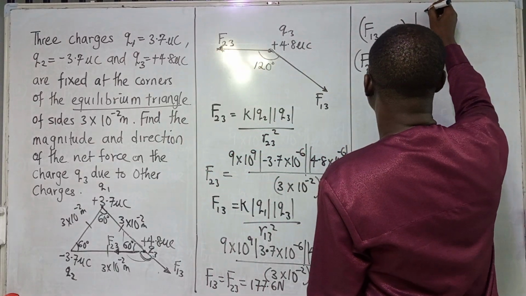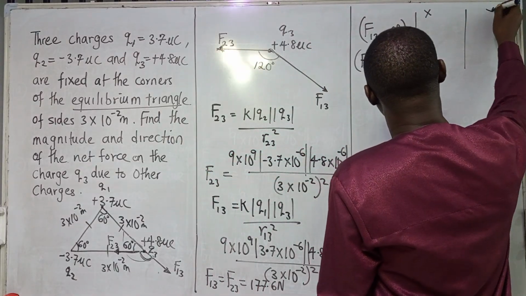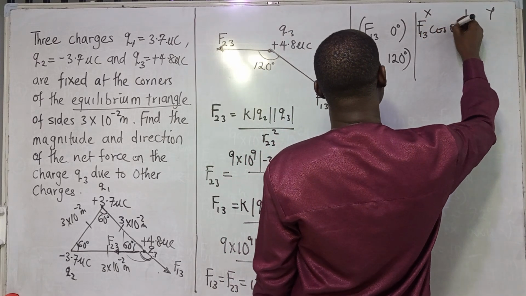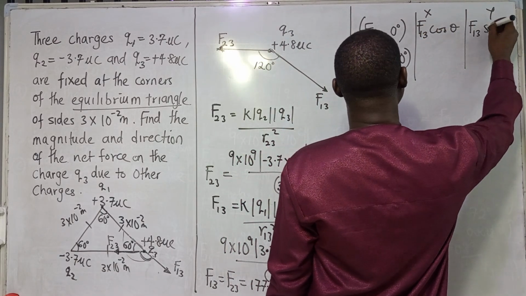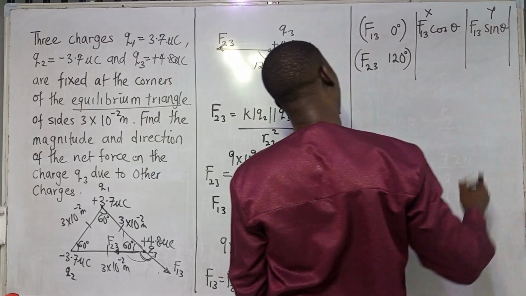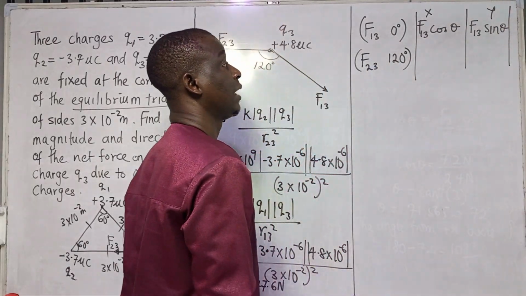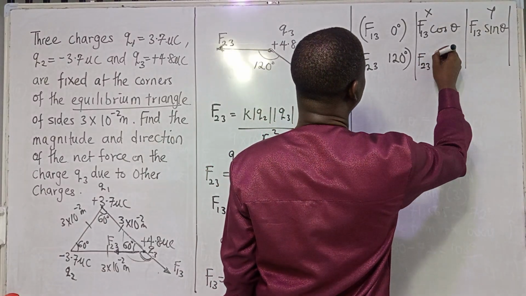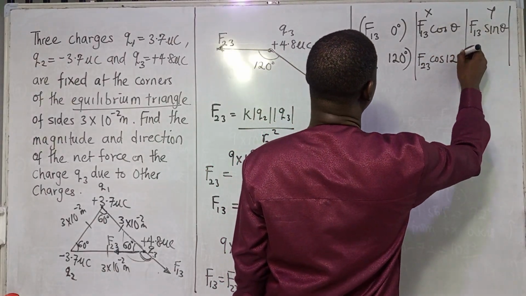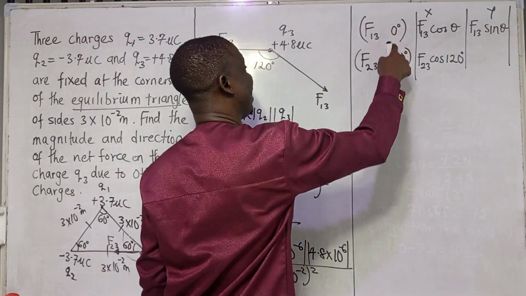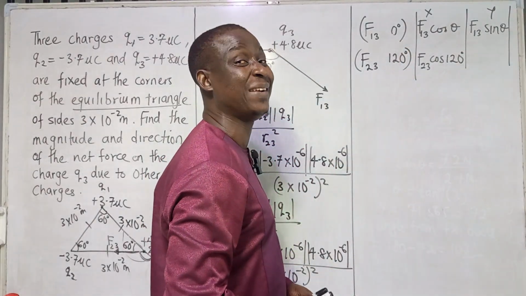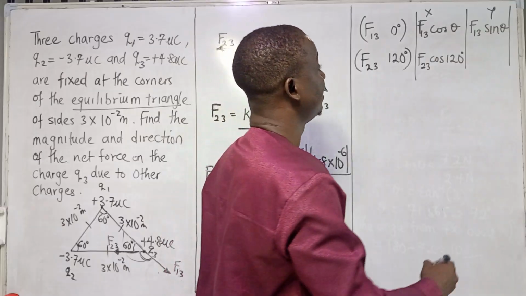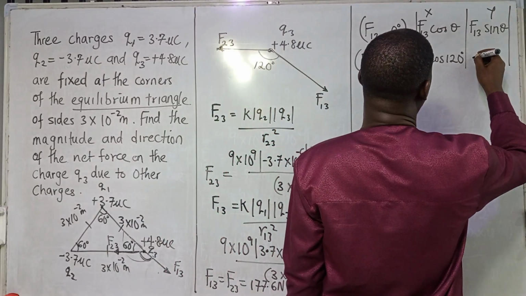So that when you now want to resolve into X and Y components, you have F13 cos theta, F13 sin theta. Go and watch my vector analysis video; I'm using vector analysis now. So this one has F23 cos 120, because all these angles are starting from the horizontal, from the positive X direction. So your X will take cos while your Y will take sine. So in that case, this one will be what?